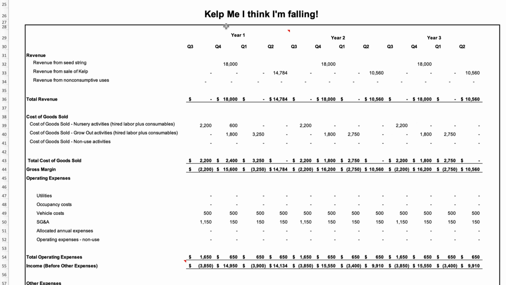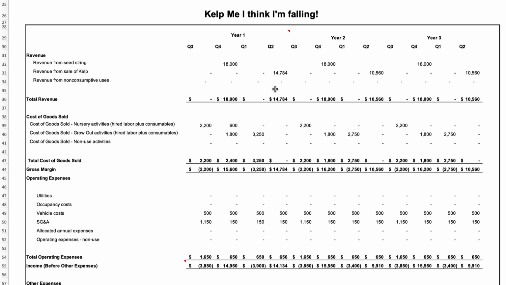Okay, so this is 3 years. This business model is for 3 years, and these income statements are presented by quarter, with the first quarter of the income statement being the first quarter of what we're considering to be the operating cycle of an integrated kelp farm and nursery operation. Okay. And so we have revenues coming in from both seed string and from kelp.